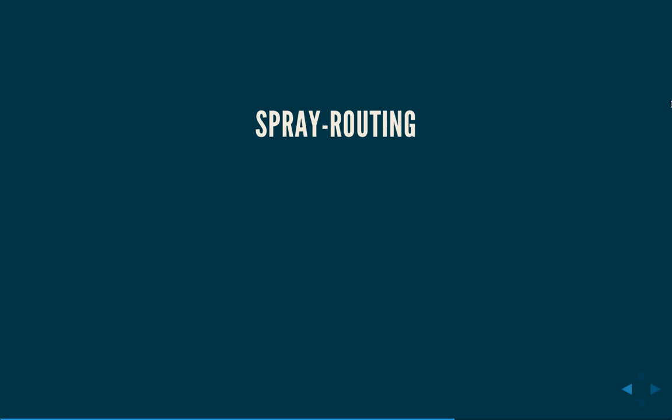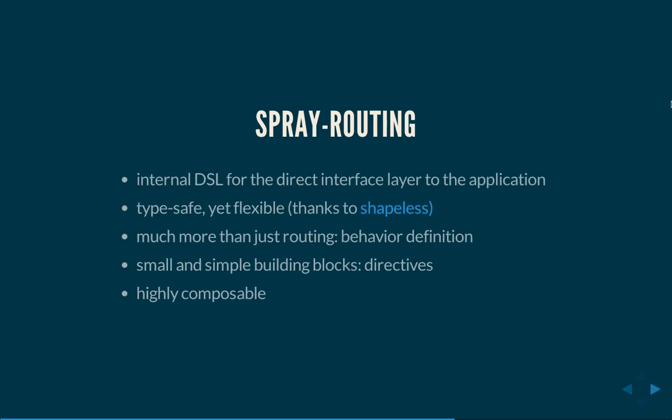Let's move over to the high-level server-side layer, which is called spray-routing, which might not be the best name because it actually does much more than just routing. And we'll see how that works. So it actually implements an internal DSL for defining the logic that your application API layer should implement. And it's type-safe.